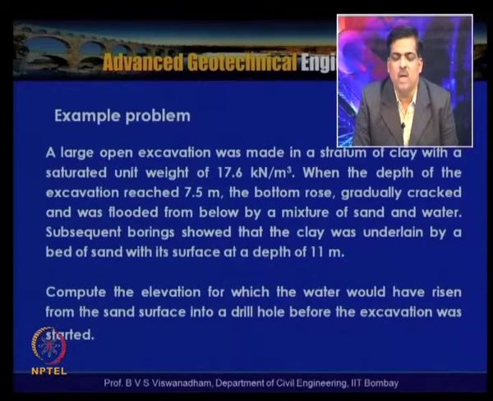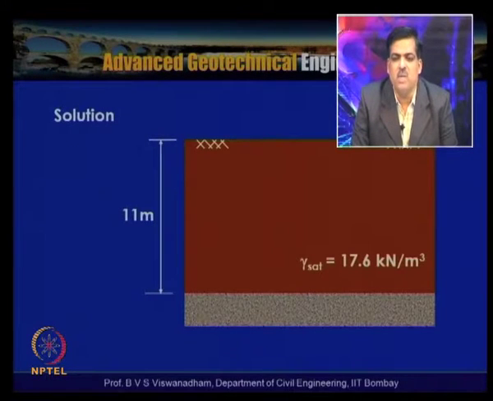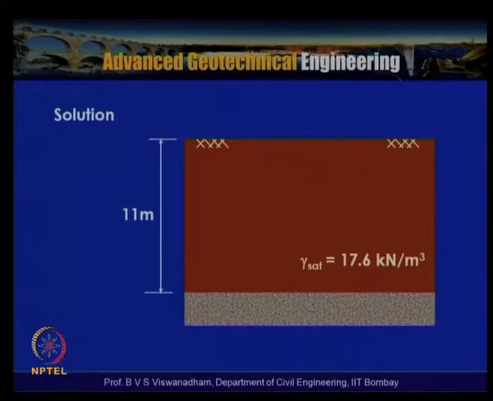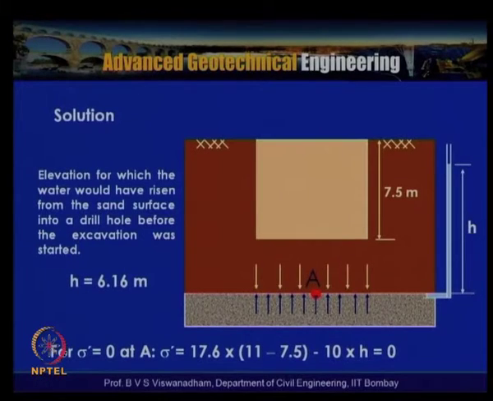So we need to calculate the elevation to which the water would have risen from the sand surface into a drill hole before the excavation started. The problem is an 11 meter thick soil underlain by a pervious layer, in which the excavation is planned to a depth of 7.5 meters, and H is the head which might have caused the heaving.